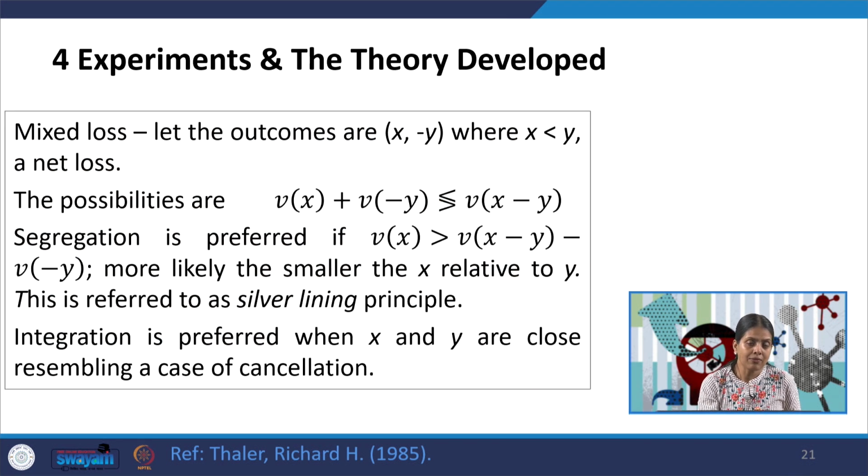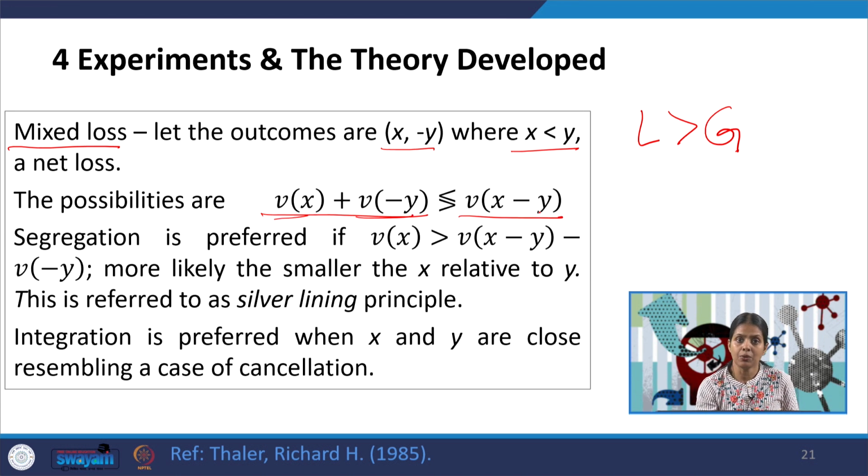So, here we have mixed loss. There is some gain, there is some loss, but since the loss is greater than gain, we have mixed loss. Let the outcomes be x and -y, where x is less than y. So, there is a net loss. The possibilities are V(x) plus V(-y) greater than or less than V(x-y). That is, when we segregate them into V(x) and V(-y), then we can have the value greater than or less than the integrated one.